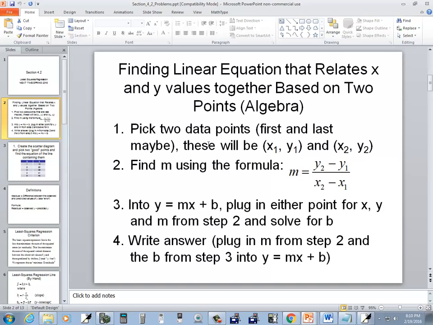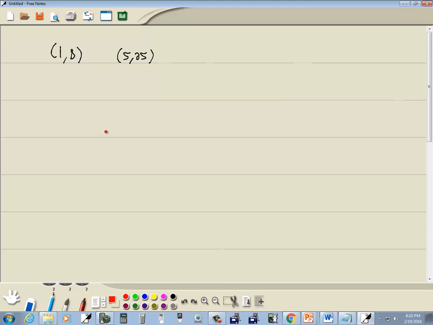Now these are the steps we're going through. Step 1, pick two data points. First and last maybe. These will be x1, y1, and x2, y2. So I'm going to label these. This is my x1, y1. And this is x2, and this is y2.